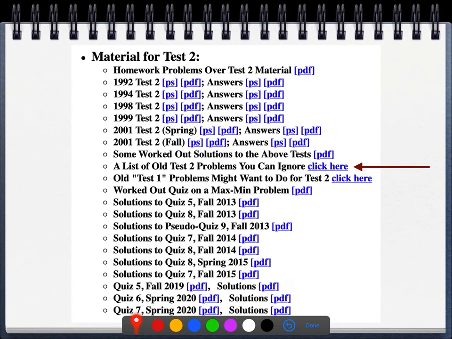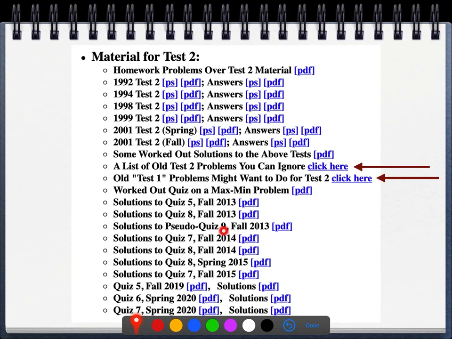And then there's a list here of old test 1 problems that you might want to look at. Those were material for test 1, but we didn't have them on test 1, and they are material for test 2. So you might want to look at that list as well. And then you have lots of problems you can practice with here.